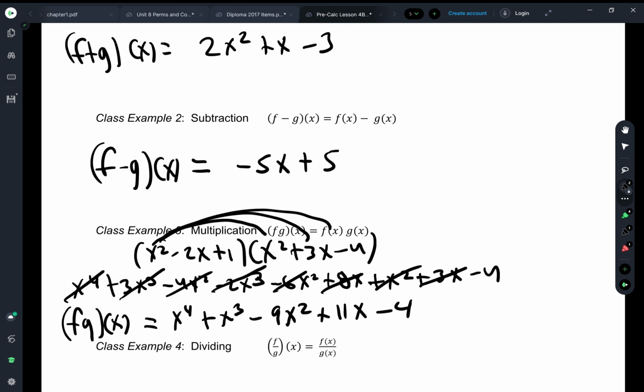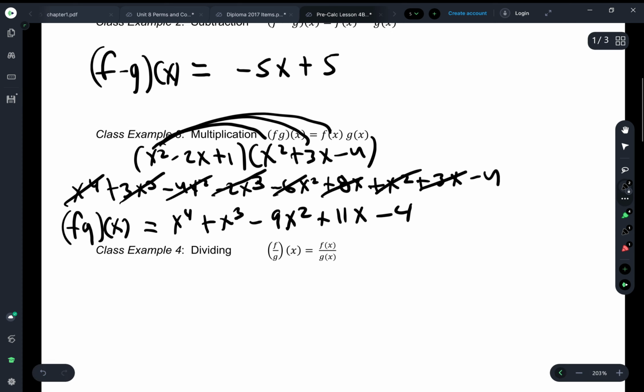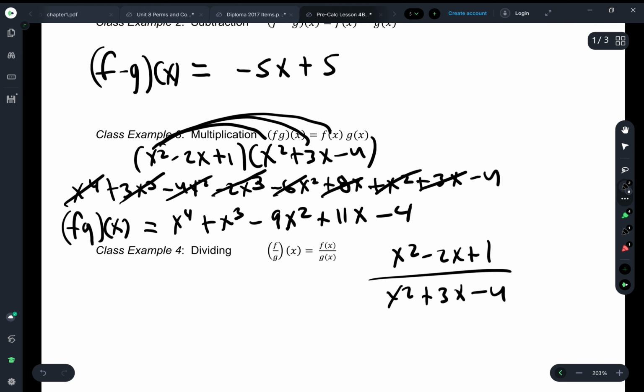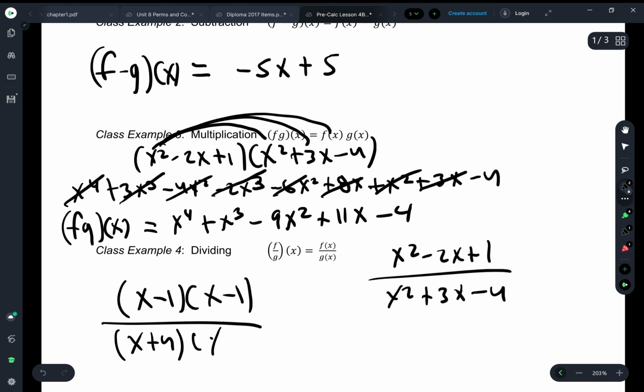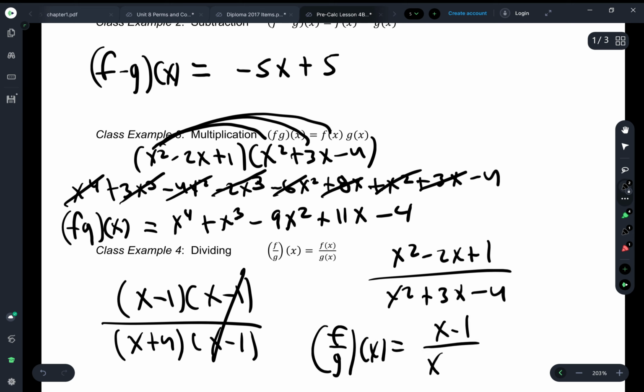Questions, concerns, comments, complaints? All right, last one, we're going to divide f divided by g. This one we can factor, so we will see if we can simplify it. We have x squared minus 2x plus 1 on top and x squared plus 3x minus 4 on bottom. These factor to x minus 1 times x minus 1 on top, and x plus 4 times x minus 1 on bottom. We get a cancellation there. So f over g of x simplifies nicely to x minus 1 over x plus 4.